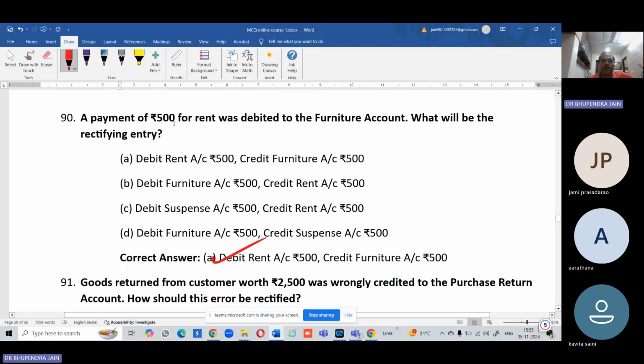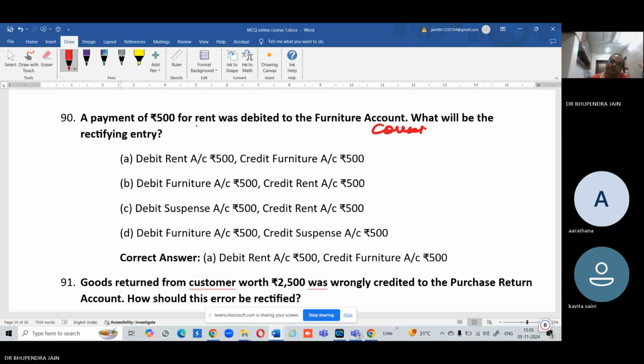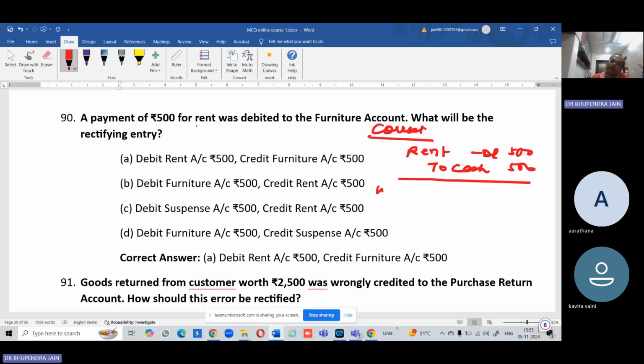A payment of rupees 500 for rent was debited to the furniture account. A payment of 500 for rent. What is the correct entry? The correct entry should be rent account debit to cash. We have wrongly transferred the amount to the furniture account. What is the wrong entry? The wrong entry is furniture account debit to cash.